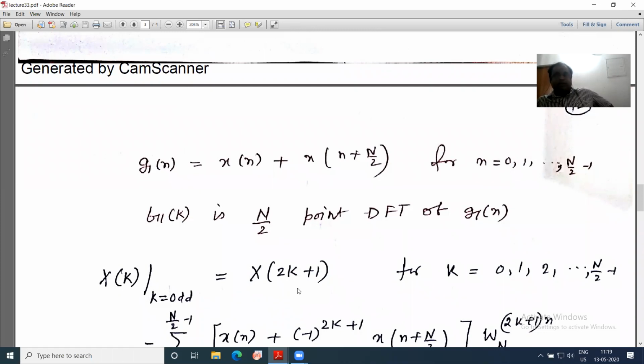Now from g1 of k we are again getting two different decimations, say g11 of k and g12 of k. Since g1 of k is N by 2 points, then g11 of k and g12 of k, if I derive them from g1 of k, will be N by 4 points. Similarly, g2 of k I have derived from x of k, N points, and g2 of k is N by 2 points. Now if I derive two others from g2 of k, g21 of k and g22 of k, then they will have N by 4 points. I hope this is all right so far.